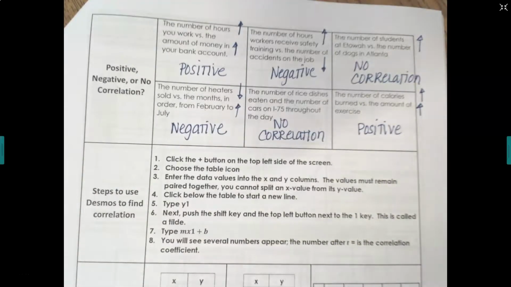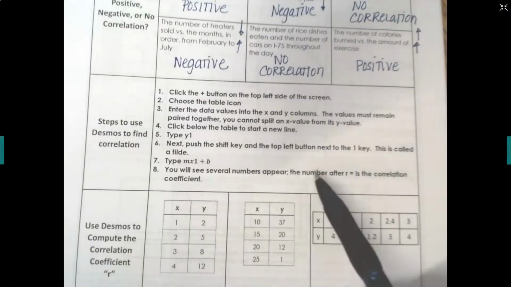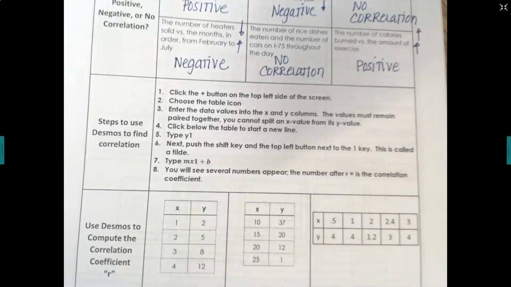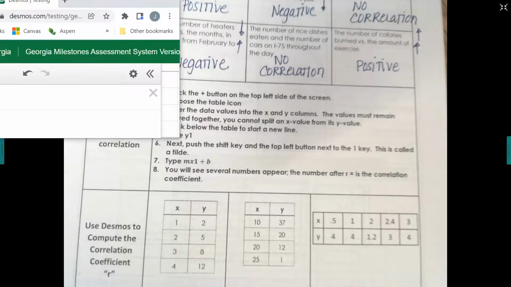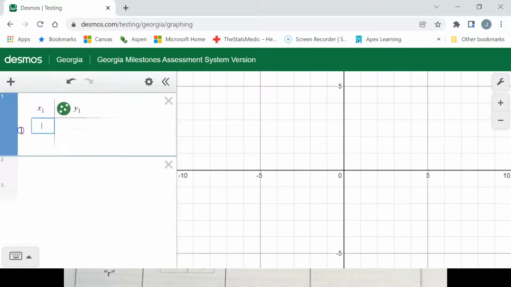All right, you need to pause the video at this point and open up Desmos so you can follow along with me. Keep these instructions in front of you. I'm going to pull the Desmos screen over, so I'm going to speak them out loud so you can follow along on your paper. The first step is to click the plus button at the top left side of the screen, right up here. Click it, and then choose the table icon.